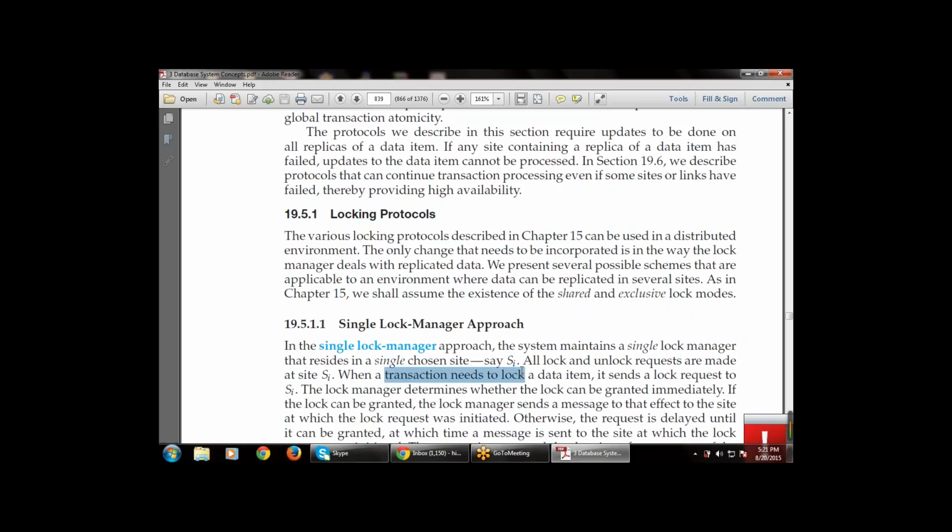When a transaction needs to lock a data item, it sends a lock request to Si. The lock manager determines whether the lock can be granted immediately or not. If the lock can be granted, the lock manager sends a message to that effect to the site at which the lock request was initiated.